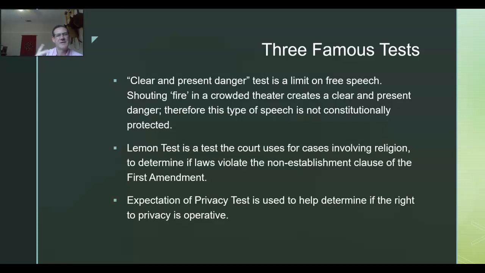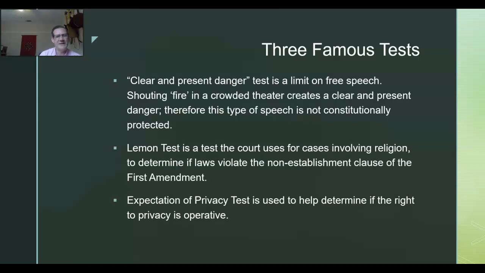Okay? So if you have other similar problems, no one's thought of it yet, but you're on a boat and someone screams the boat is sinking and it starts a panic. Well, if the boat's not sinking, that would probably fall under the clear and present danger test. You're creating a dangerous situation by saying this, right?